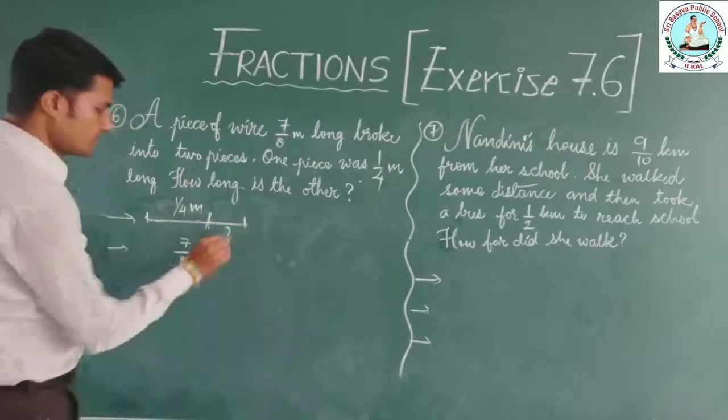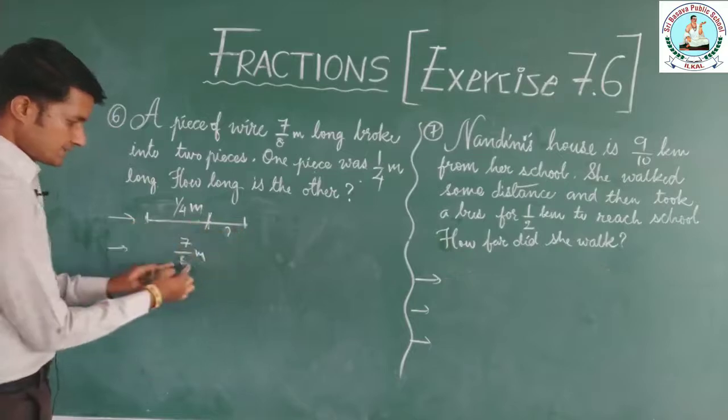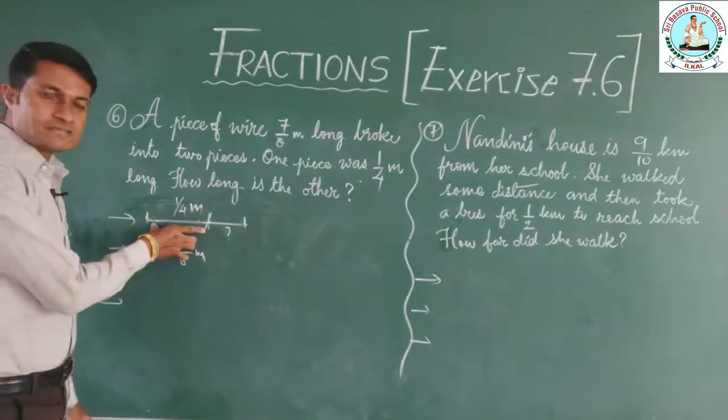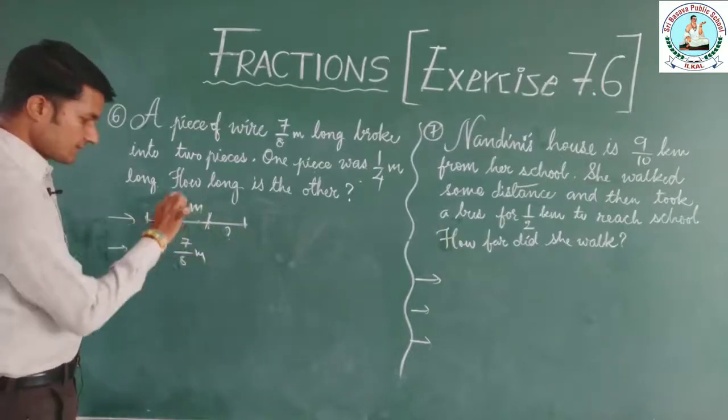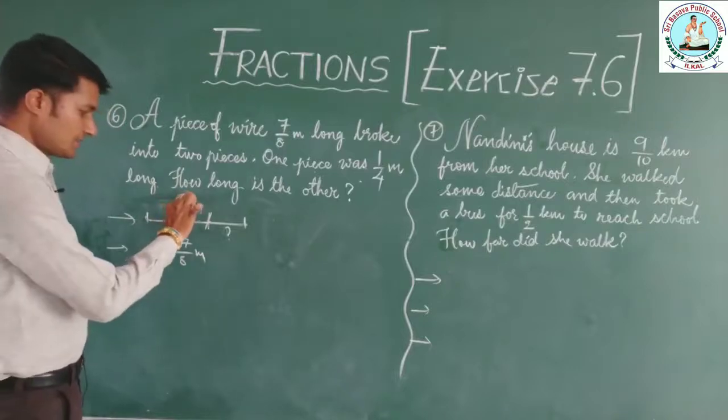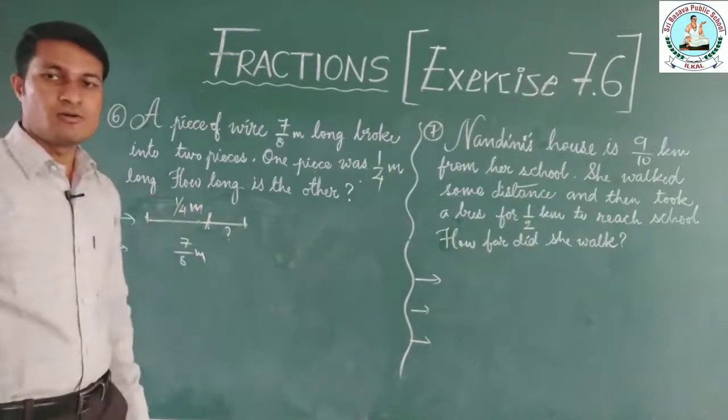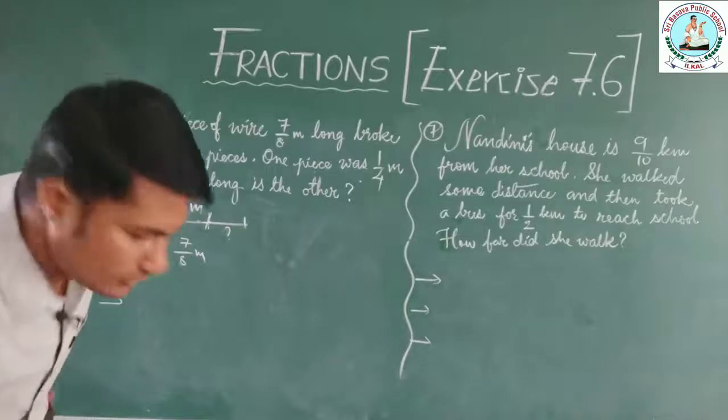So this piece you have to find out. Very simple. Total length is 7 by 8 and the length of this piece is 1 by 4. So just subtract the small length of the piece from the big length of the piece. Simple. So let's do it.